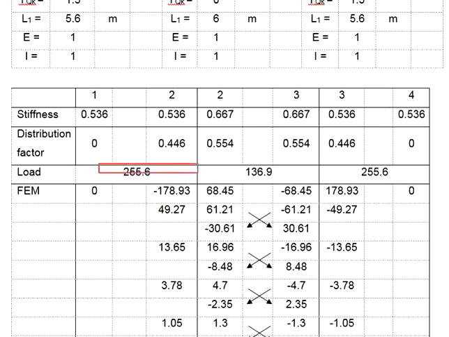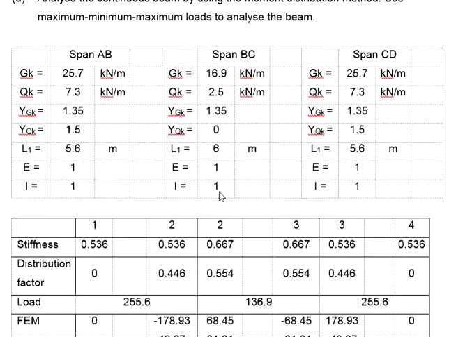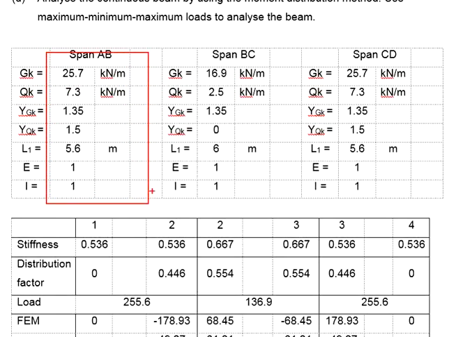Next, you can calculate the load acting onto the beam. You have the UDL. The first band is the maximum load.